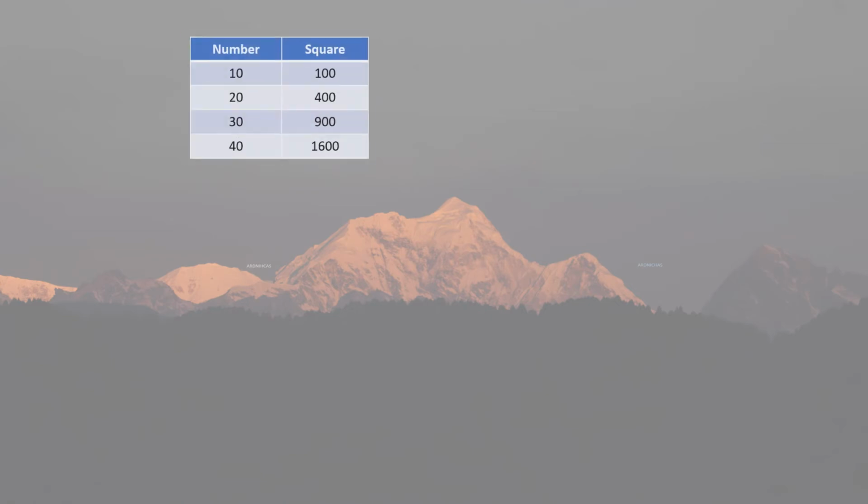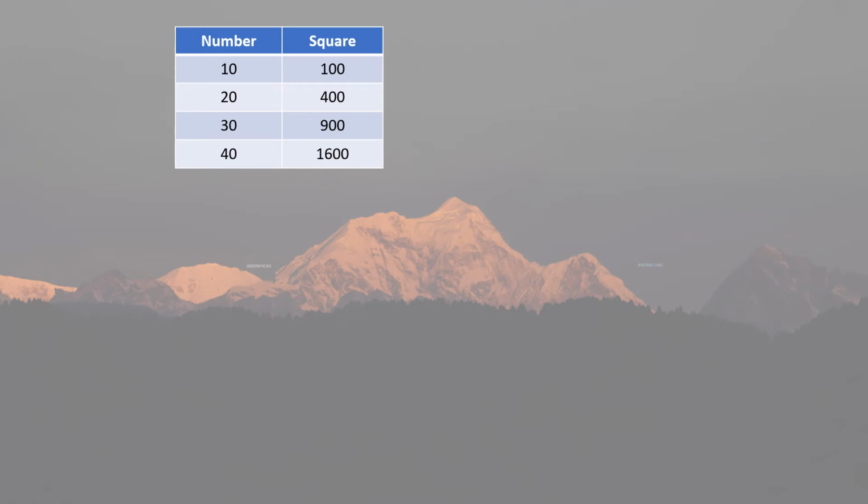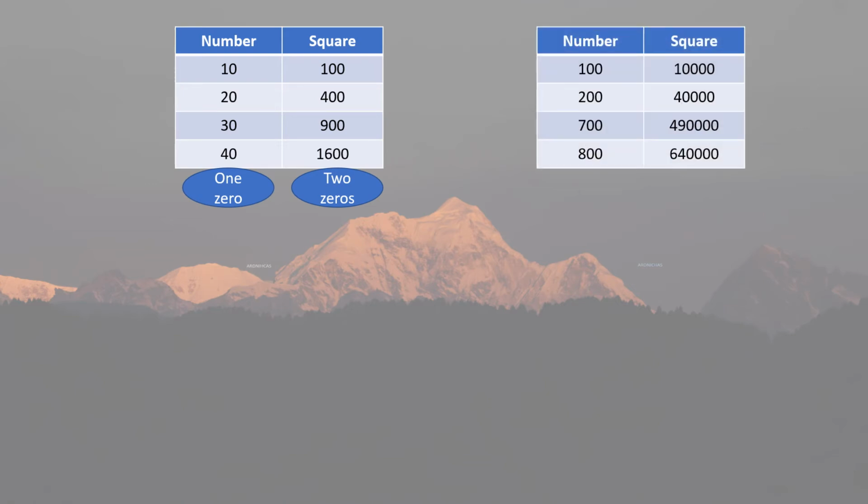Let us take this example to understand another property of square numbers. 10, 20, 30, 40. When we square them, we get 100, 400, 900 and 1600. Here on the number side, we have only one zero. When we square them, the zeros double. Likewise, 100, 200, 700, 800. On the number side, we have two zeros, and when we square them, it becomes four zeros, or simply double.